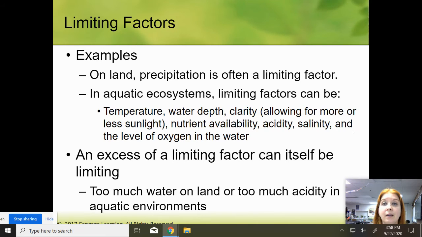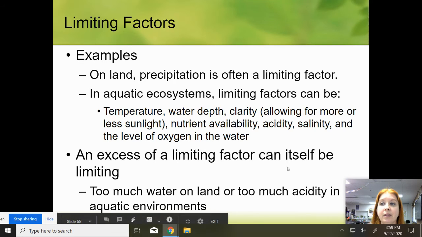In aquatic ecosystems, you can have tons of different limiting factors: temperature, how deep the water is, how clear the water is, which will allow for more or less sunlight, the availability of nutrients, how acidic it is, salinity, which is how salty it is, or the level of oxygen in the water. Can't breathe, can't live.